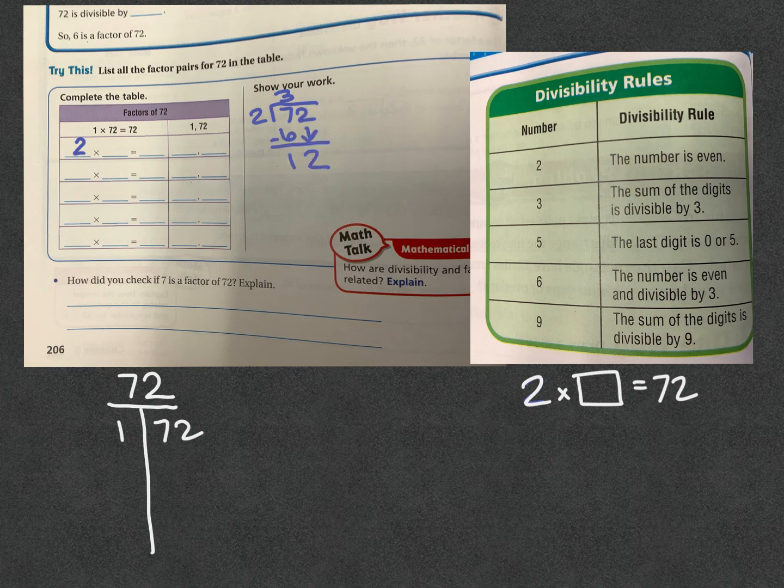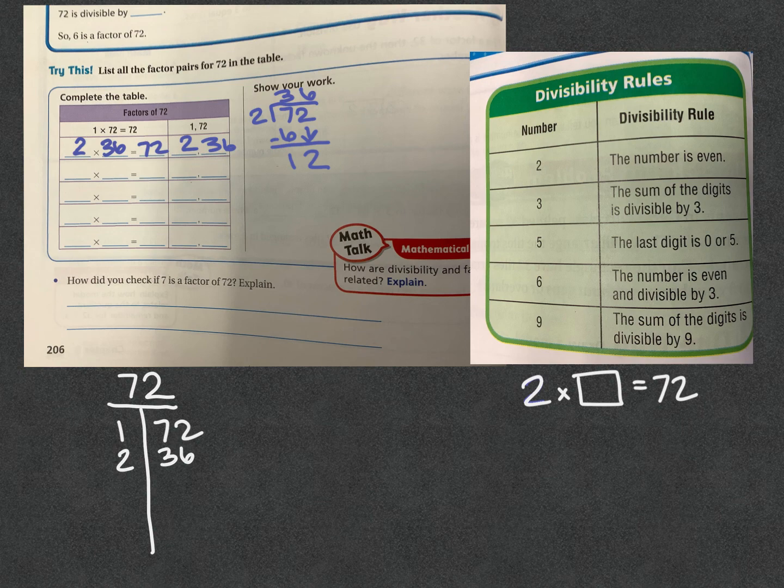2 times what number gives me 12? And notice I didn't say gets as close as possible without going over, because we know it's not going to go over. We know it's going to be right on. Well, 2 times 6 is 12. So the other factor is 36. 2 times 36 equals 72. So the factors 2 and 36 are a factor pair.